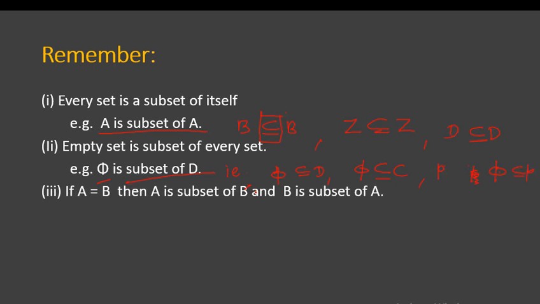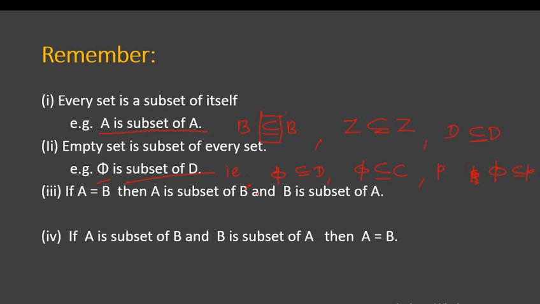The next point to remember is if A is equal to B, then A is a subset of B and B is a subset of A. This is how both equal sets are considered. That is, if A is equal to B, then A is a subset of B and B is a subset of A. By notation we can write it this way. If A equals B, then A is a subset of B and B is a subset of A. So this is the third point.